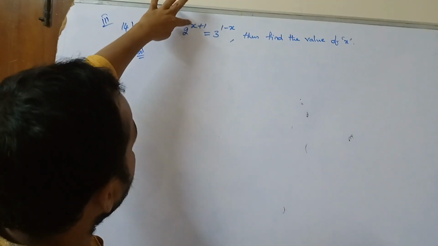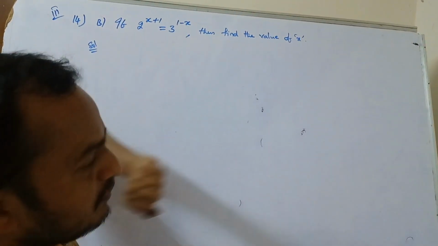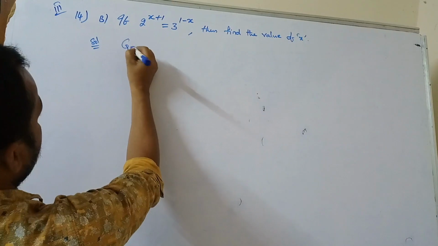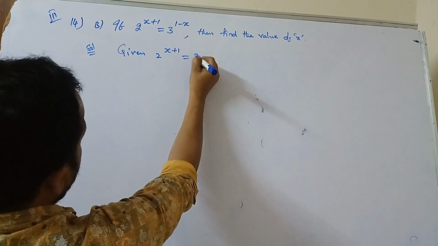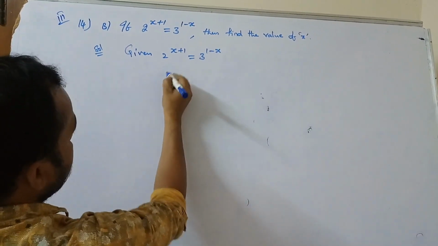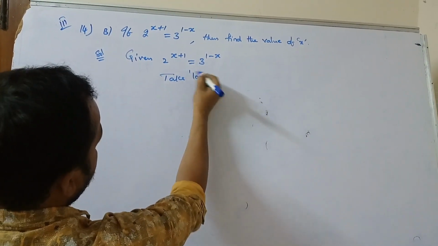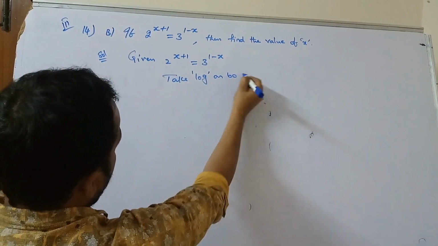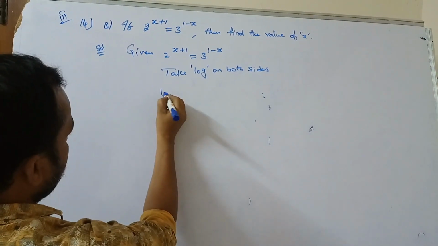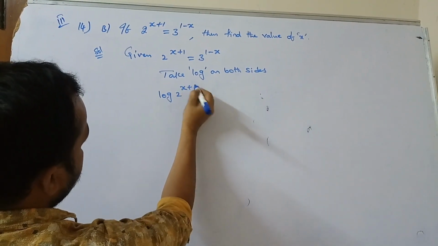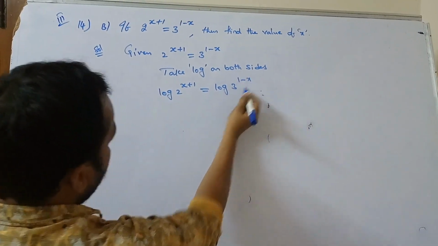Now, 14th question, B bit. If 2 power x plus 1 equals 3 power 1 minus x, then find the value of x. Given, 2 power x plus 1 equals 3 power 1 minus x. For these types of problems, take log on both sides. Log of 2 power x plus 1 equals log of 3 power 1 minus x.